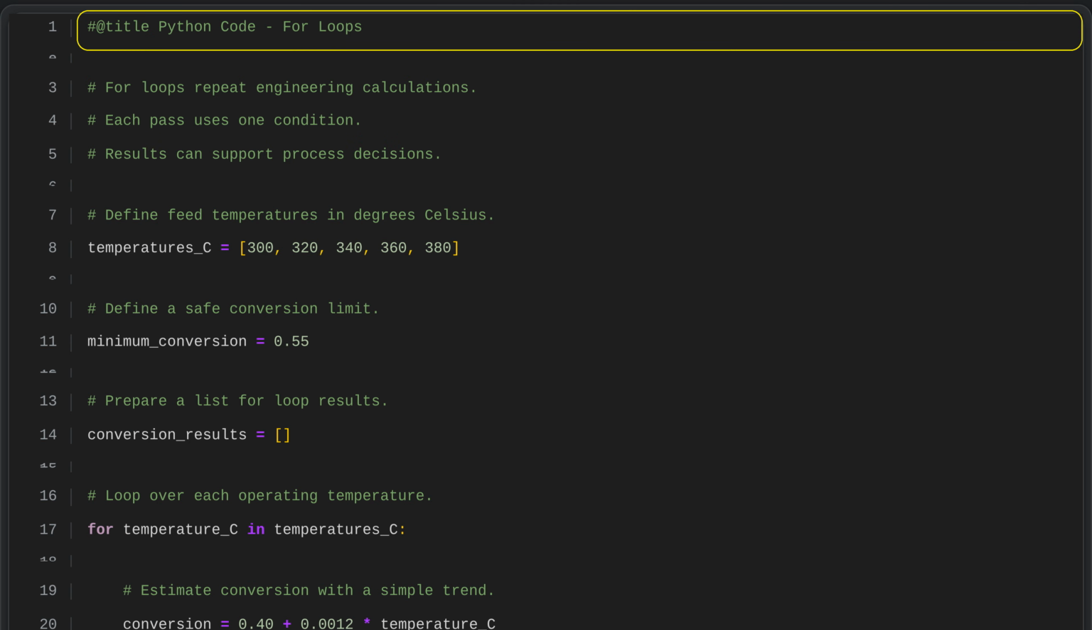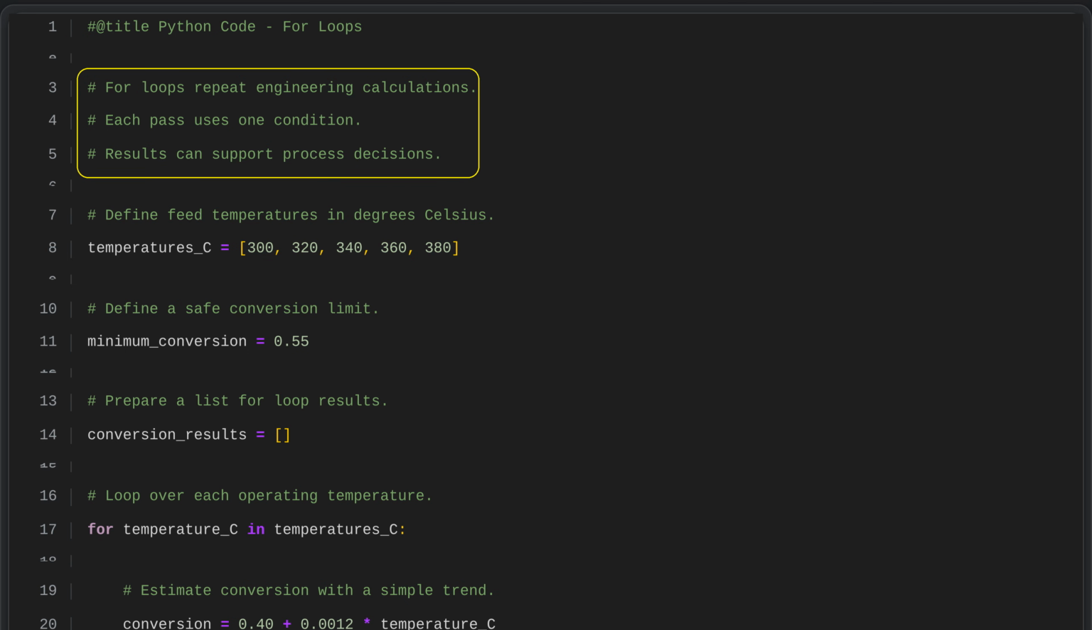Python code, for loops. For loops repeat engineering calculations under a set condition, helping produce results that can guide process decisions.